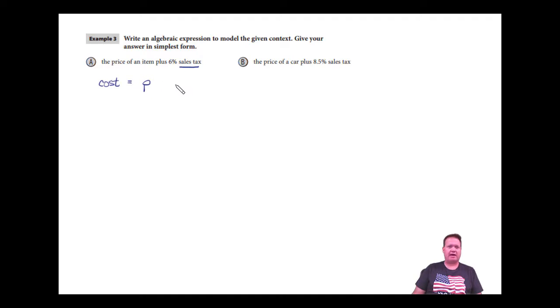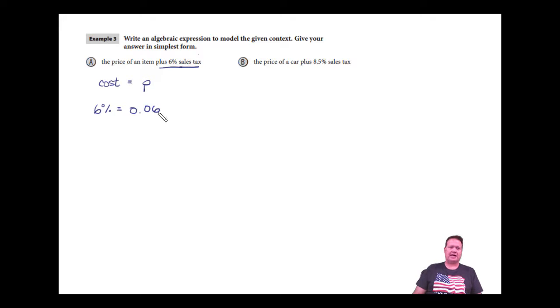Let's just say we're going to pay for a price. And so when you go buy an item that we'll just call P, you don't just pay for the cost of the item. Sometimes, depending on where you are, you have to pay a different amount of sales tax. This problem has 6% sales tax. And so the first thing we need to know is we can't deal with algebra problems dealing with percents. We need to convert those to a decimal. The decimal form of 6% is 0.06.